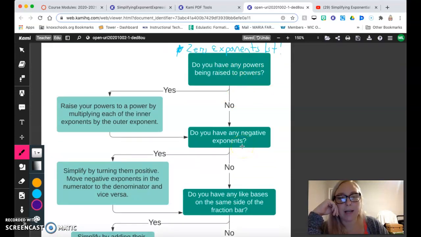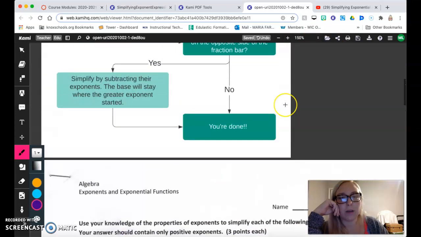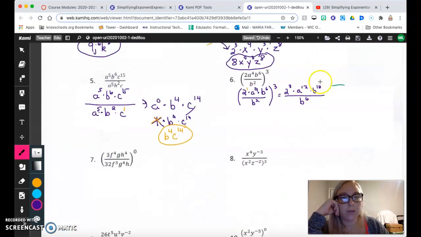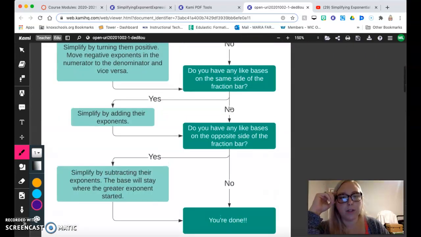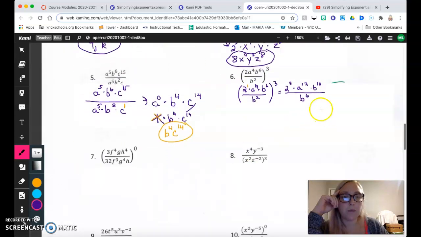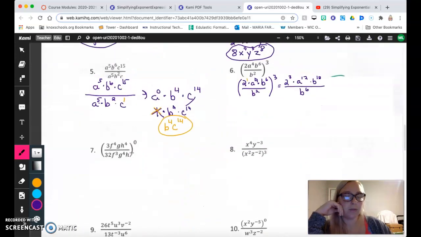Do we have any negative exponents? We do not, so we go down to the next step. Do we have any like bases on the same side of the fraction bar? We do not, so we go up and check what's next. Do we have any like bases on the opposite side of the fraction bar? Yes, we do. We have a b here and a b here. So it says simplify by subtracting your exponents. That is your quotient rule. So we're going to use the quotient rule to take care of those b's.